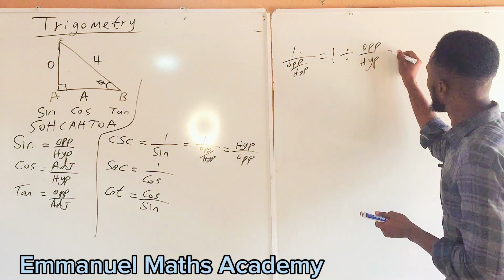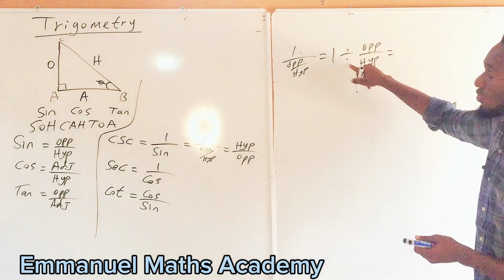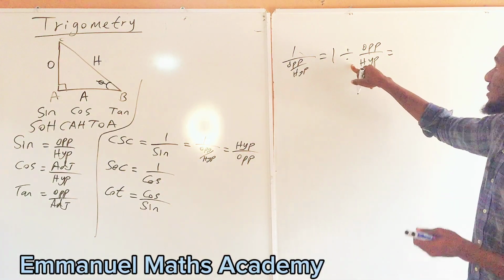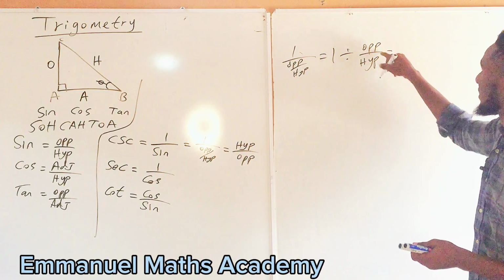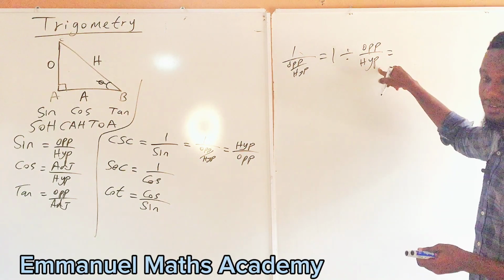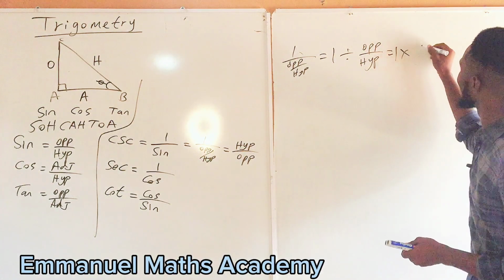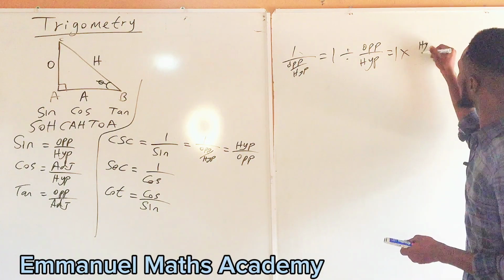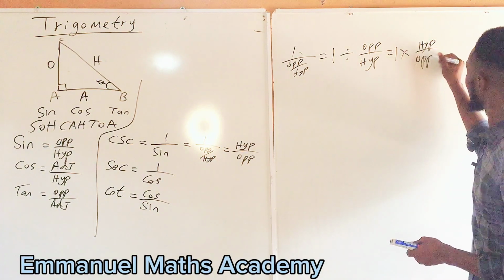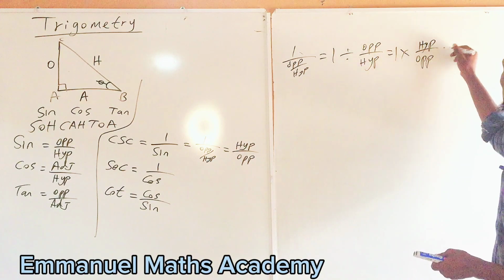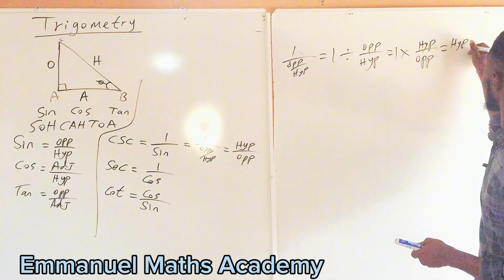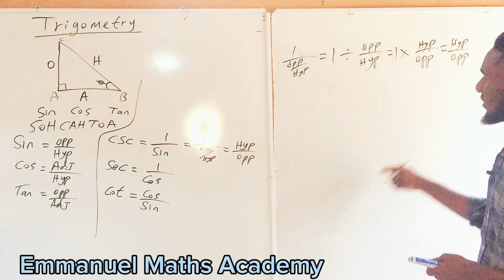Now, if you change this divide to multiplication, this will now come up and this will go down, right? Now I have 1 times hypotenuse over opposite. So 1 times this will still give you the same thing. That's how I arrive at this.